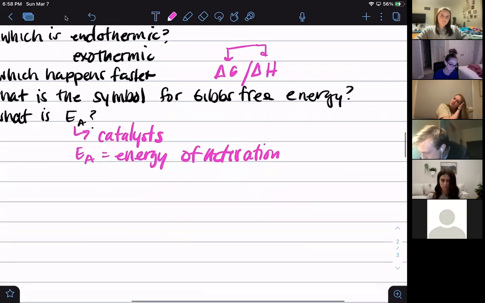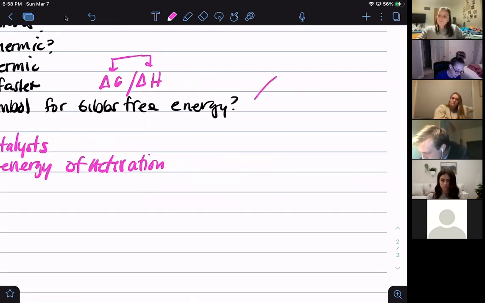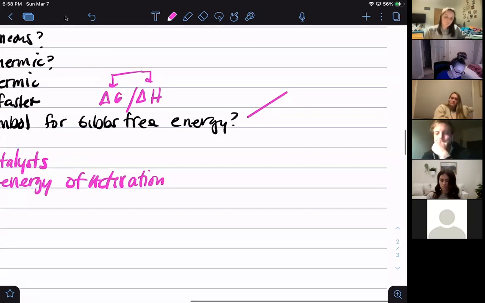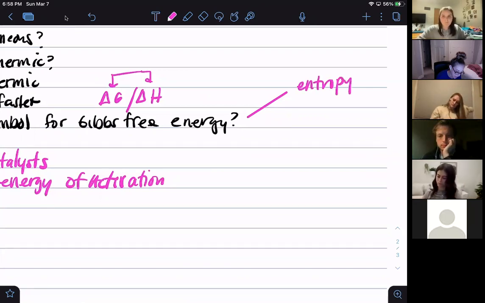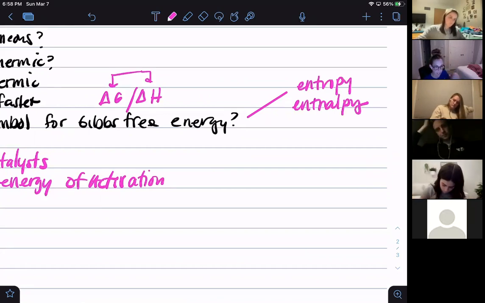The last thing that I want you to be aware of in terms of energy is our laws of thermodynamics. So you need to know entropy and you need to know enthalpy for this exam. Those are two more vocab words that you need to know.